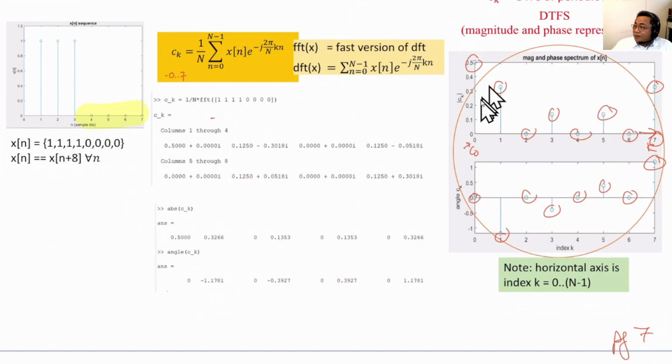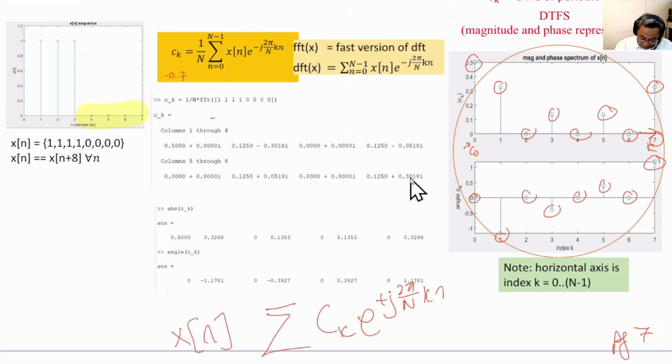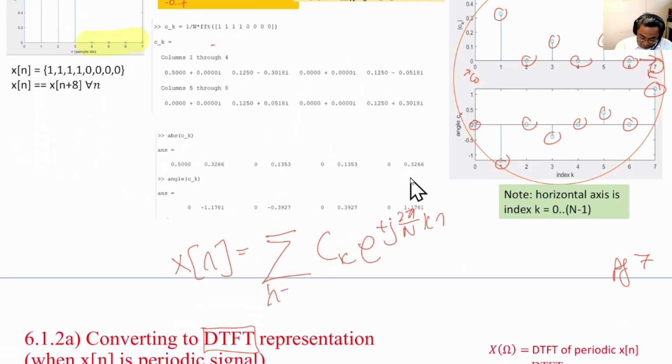So go ahead and take these found ck's and multiply by the complex exponential e to the plus j 2 pi over n k n, sum over k, to reconstruct x of n. Once you take the ck's and plug them in this equation, you will reconstruct x of n perfectly.